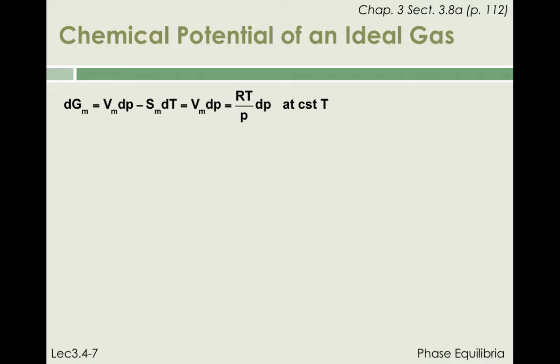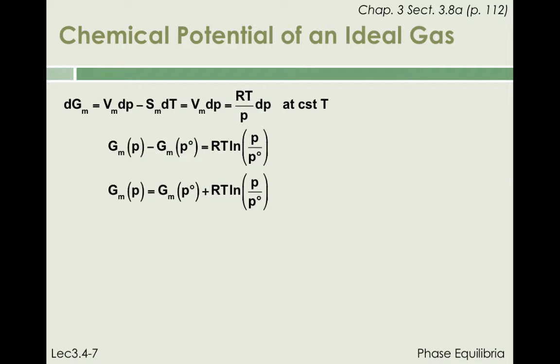Integration of dP over P from P standard to P leads to G_m at T and P minus G_m at T and P standard equal to RT times the natural logarithm of P over P standard. We rearrange this equation as G_m at T and P equal to G_m at T and P standard plus RT times the natural logarithm of P over P standard. We can now replace molar Gibbs energy with chemical potential mu and obtain mu at T and P equals mu standard at T and P standard plus RT times the natural logarithm of P over P standard.